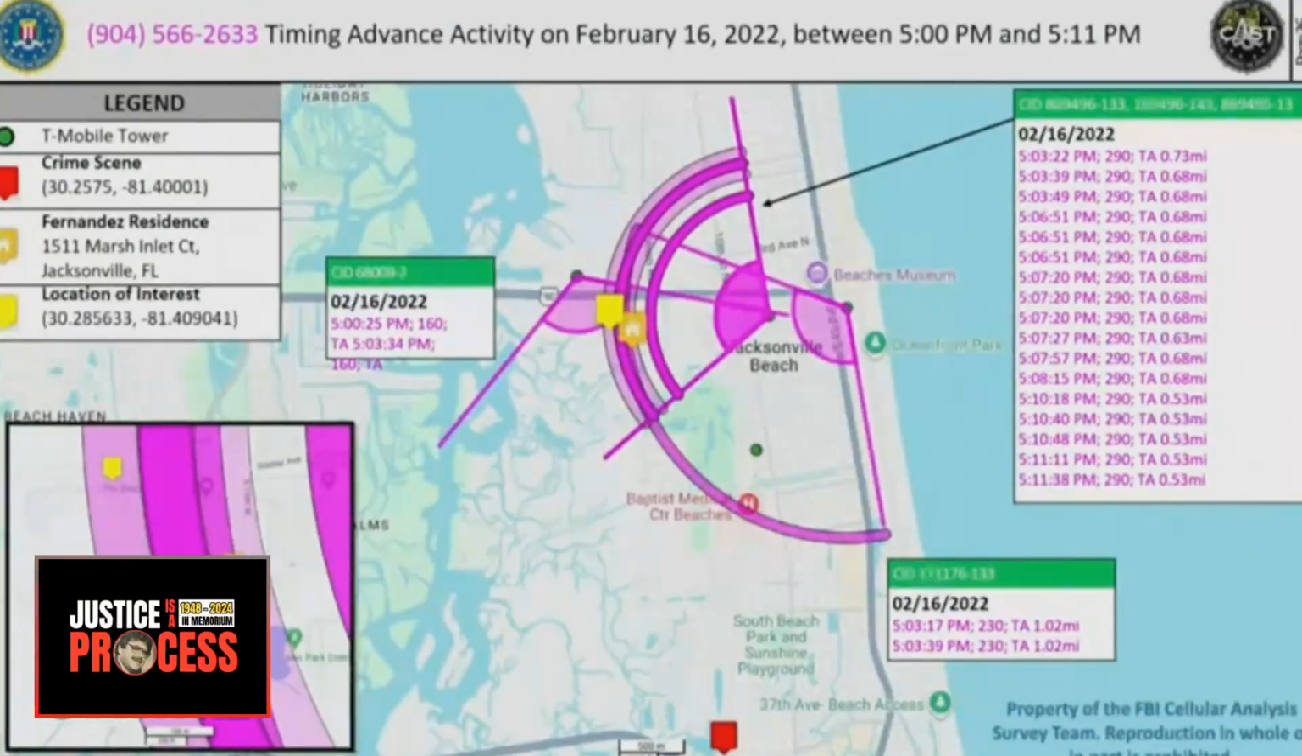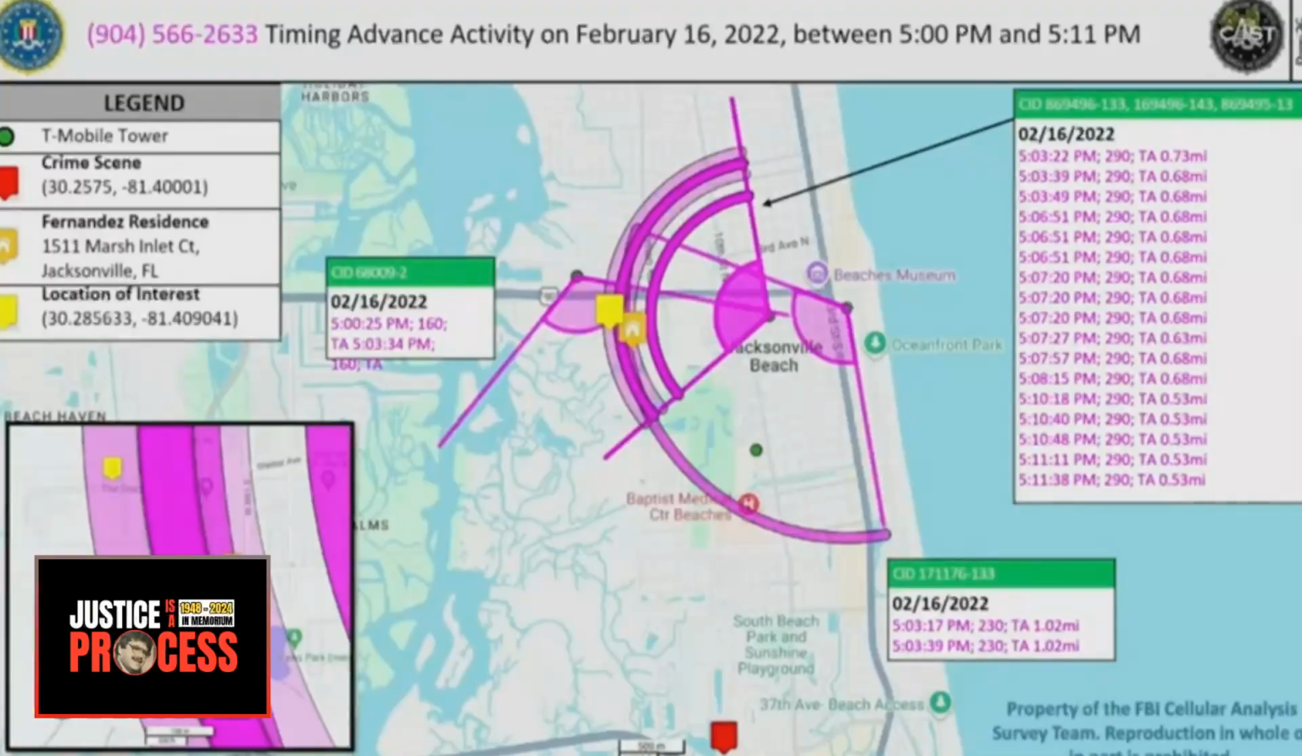I'm going to move to the date of the homicide, February 16th, 2022. And we have timing advance data for Mr. Fernandez's cell phone. And here we see some movement. Can you describe for the jury what we're viewing here? So this is showing timing advance bands from 2 different towers for target cell phone 2633.